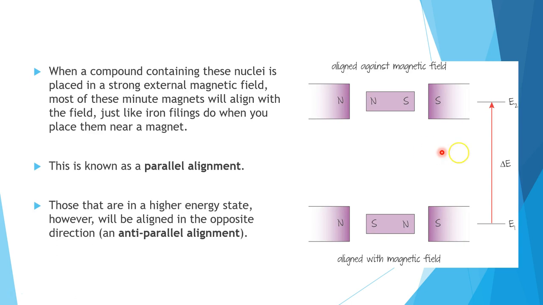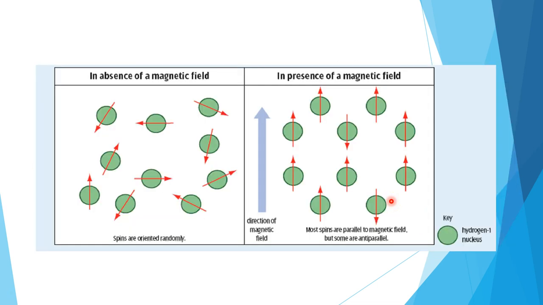So essentially, this is parallel alignment, which is aligned with the field, and anti-parallel when it is against the field. This is just different terminology that's used from time to time, but it essentially is the same thing, that idea of a low energy state and a high energy state. So when the radio waves are placed in, they are of equal energy that causes this transition to happen, and we can measure the absorption of those radio waves.